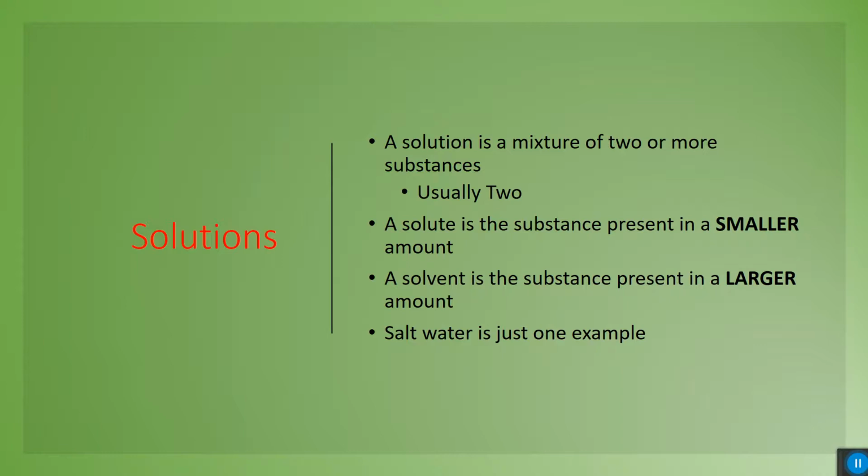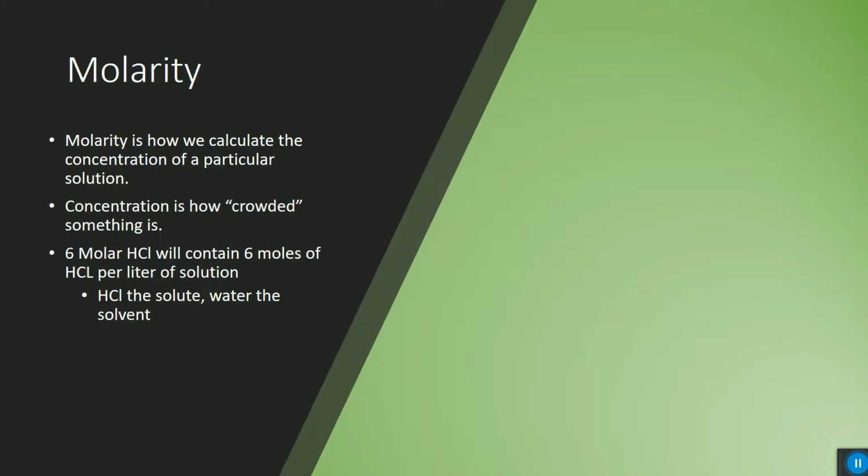A solute, which is the substance present in a smaller amount. So if you have two substances, whatever there is less of will be the solute. And then the solvent is the substance present in a larger amount. Salt water is a perfect example of a solution. Just put some salt in a glass of water. The salt in that case would be the solute, and the water would be the solvent.